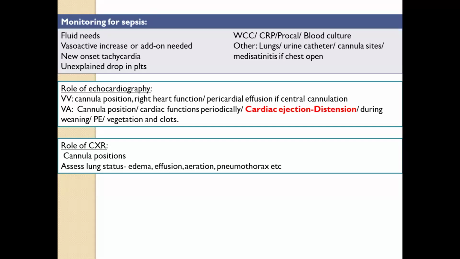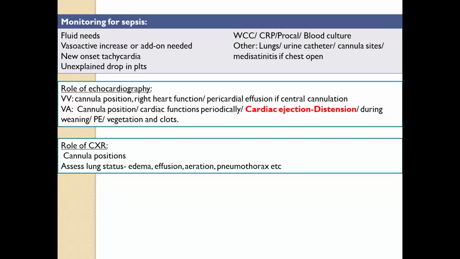Role of echocardiography: we look at the cannula position, making sure the right heart function is okay, looking for other features that can cause poor flows, like pericardial effusion, especially if they have central cannulation. And in VA cannulation, when we are weaning patients off ECMO, we look at the cardiac functions, how the heart is, and also when the ejection is not good, to understand whether there's any cardiac distension. Does the patient need venting of the LV? All these decisions can be helped by looking at echocardiography itself.